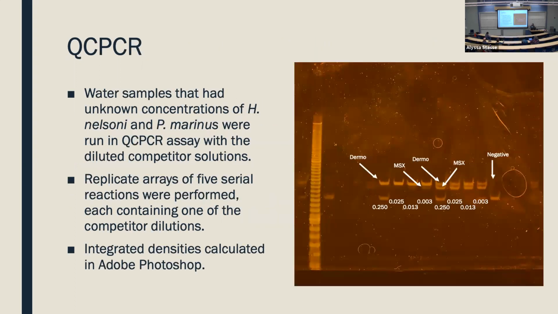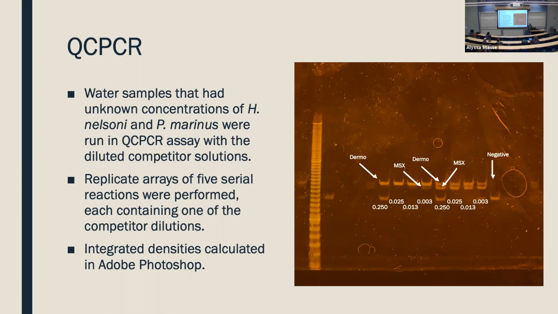So once it was run through the gel, it looked like this. This is one with 4 replicates instead of 5. I just used this image because it has a really good banding pattern to show you. Every single sample that I had was run in a replicate of 5 with the 5 serial dilutions. You can see at the top is where the dermo band shows. The next band down is MSX, and then at the bottom is the competitor, and I labeled the competitors across with the different dilutions.